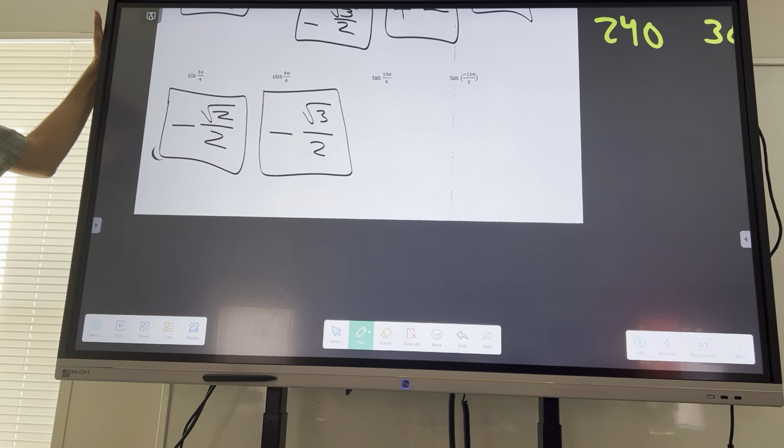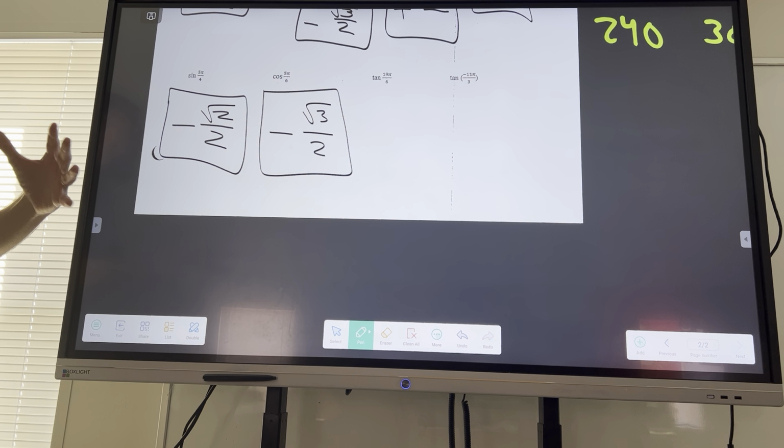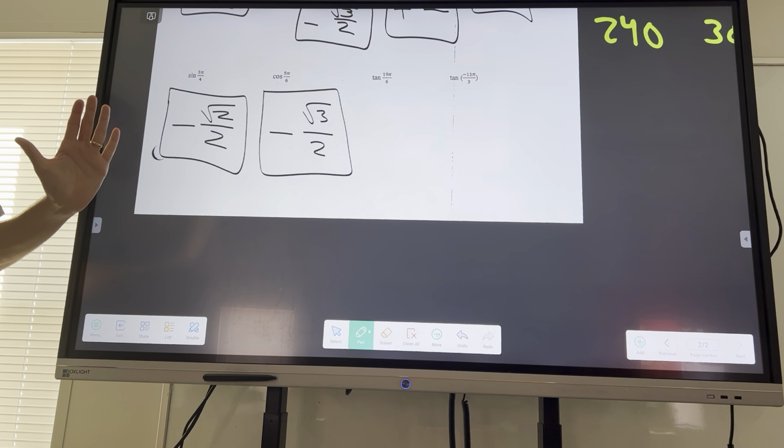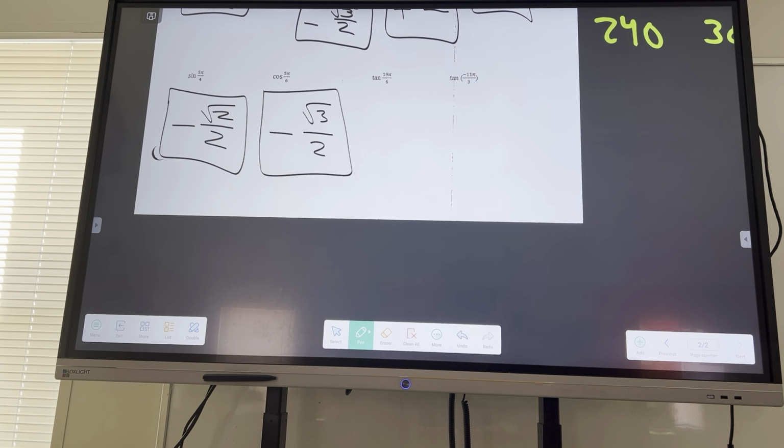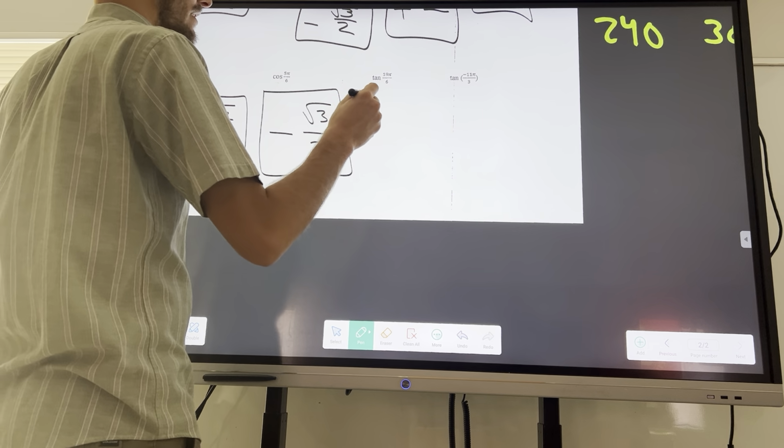Right? So I hope that maybe at first you weren't sold this is going to be a little faster. And maybe it's not as fast, but if you don't have the whole unit circle built for you, it does work a little bit better.